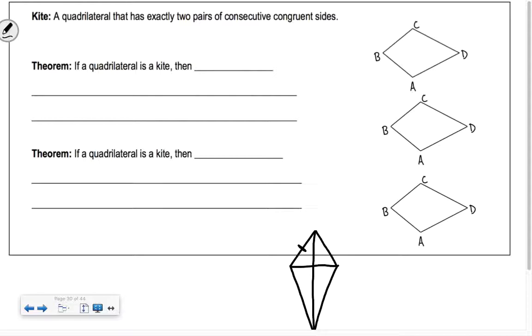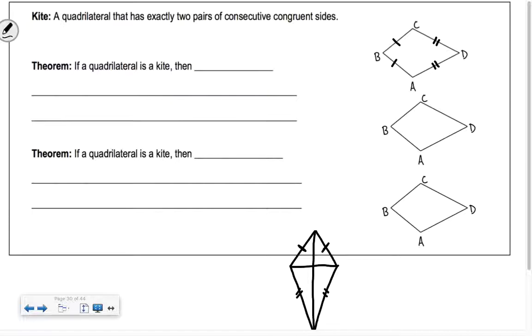So a kite shape has 2 consecutive sides congruent and then the other 2 consecutive sides congruent. So it's a quadrilateral that has exactly 2 pairs of consecutive congruent sides. Like these 2 are congruent, these 2 are congruent. So it's not quite a rhombus. A rhombus would have all 4 congruent. It's like extending a couple of those sides.